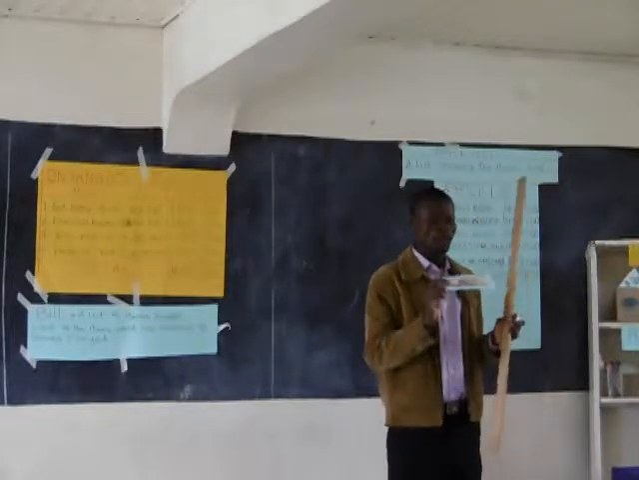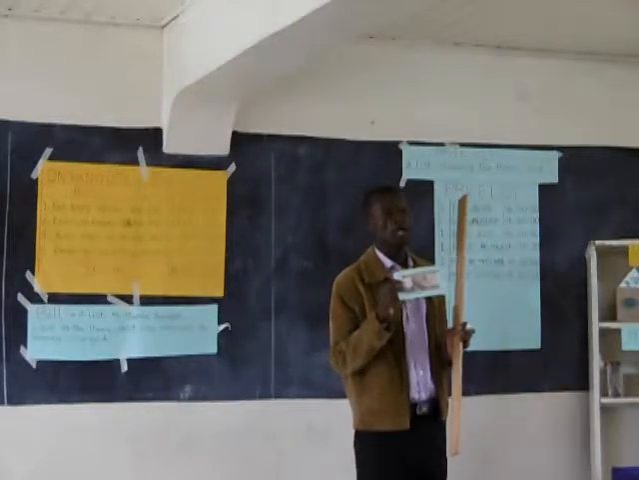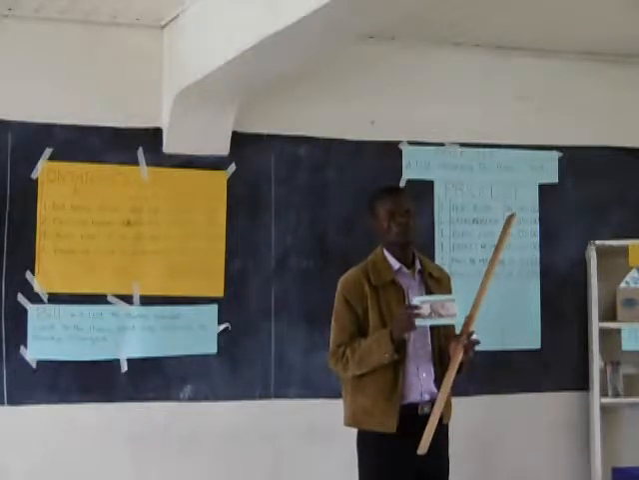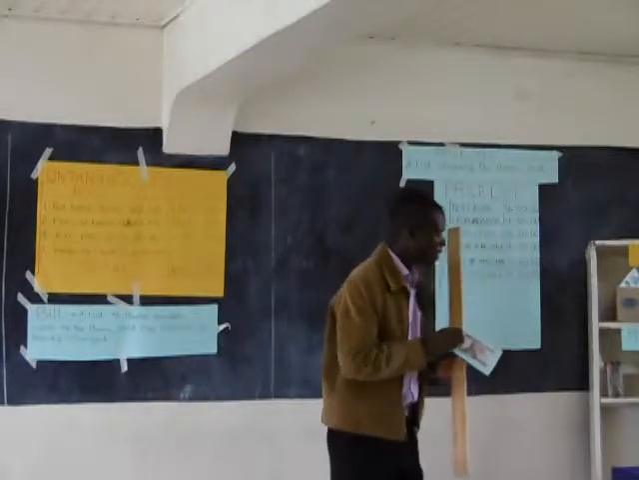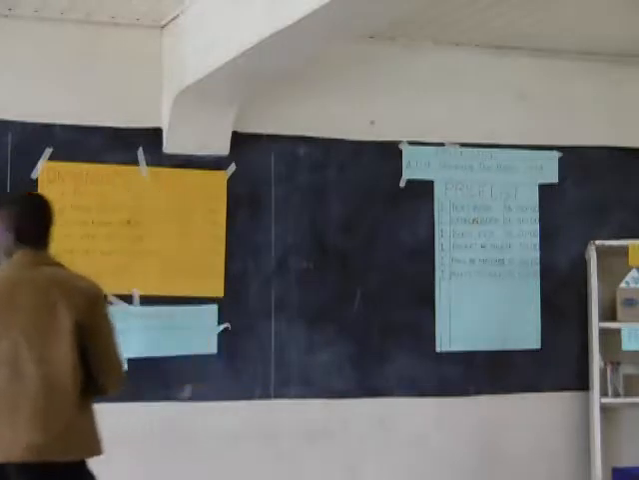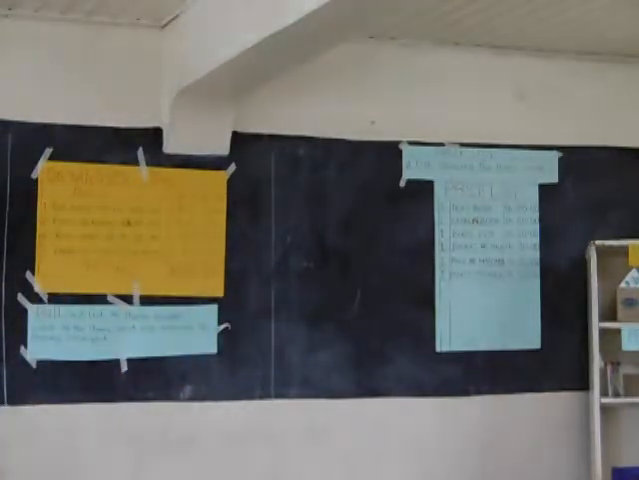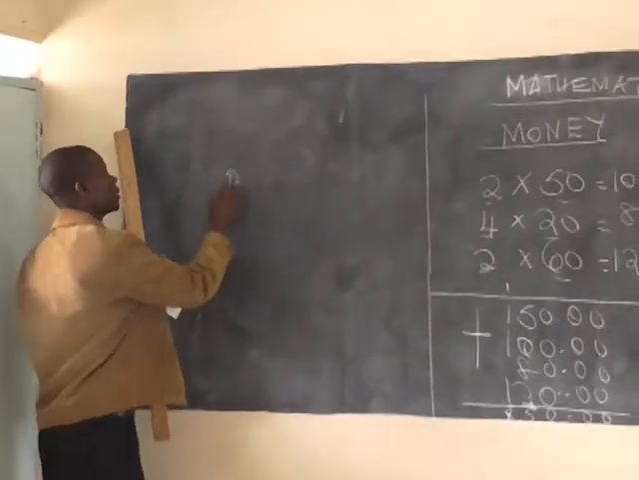Now, what do we call this 50 shillings that is given back to me? Good. So this is called balance. So what the shopkeeper has given back to me is what we call the balance.